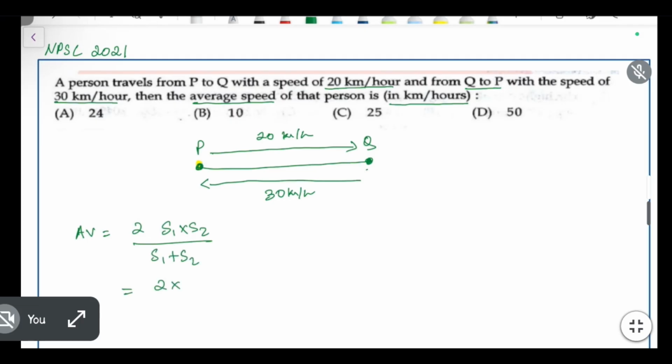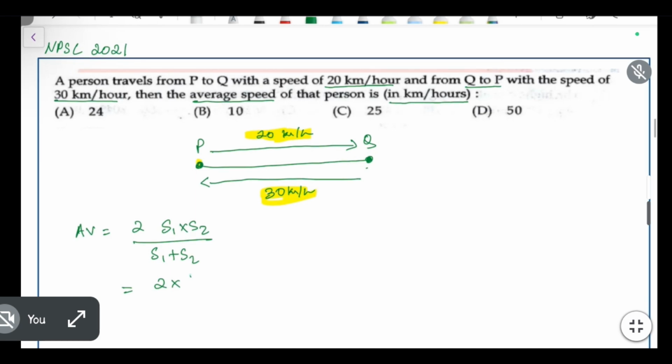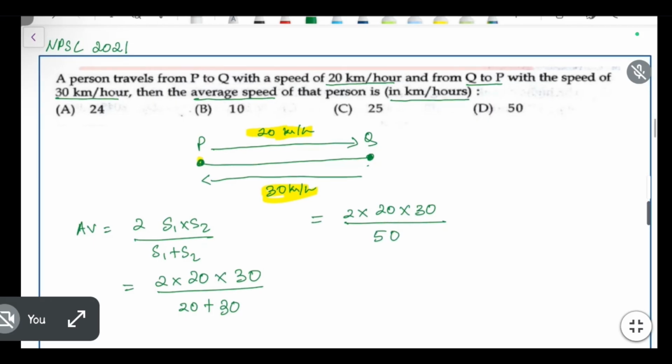So 2 times speed 1, going speed, and coming back speed. Speed 1 is 20 and speed 2 is 30, divided by speed 1 plus speed 2. I'll keep the numerator as it is so that we can simplify a little bit. 20 plus 30 is 50. So the zeros will get cancelled.